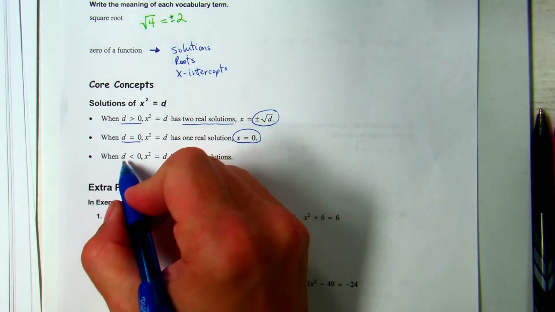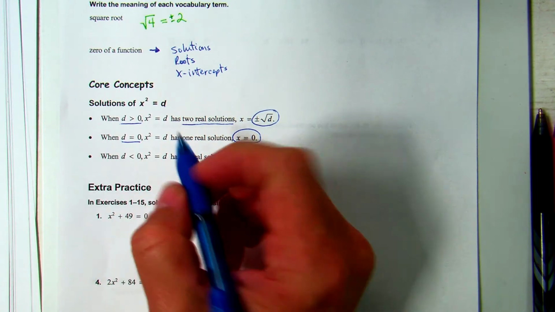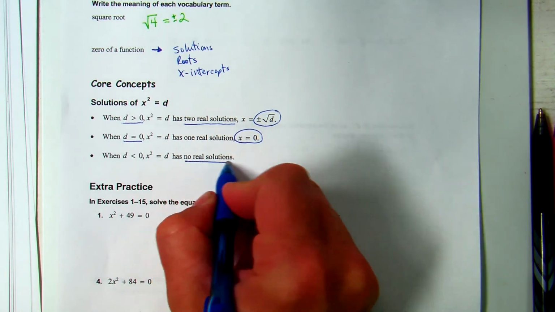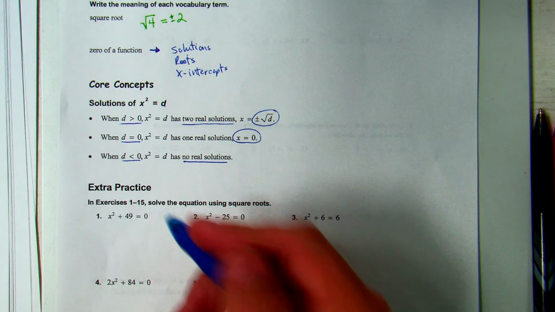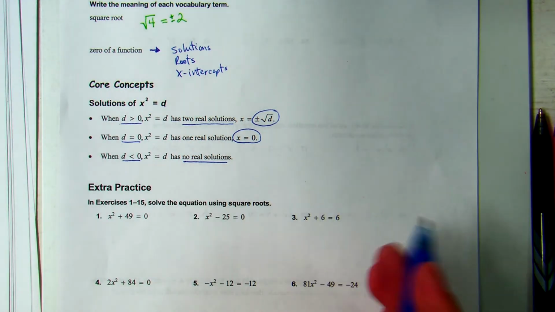All right, and then if d is less than 0, so if x squared equals some negative number, well, there are no real solutions for that situation, because we cannot get to a negative number by multiplying 2 numbers times themselves. If you multiply 2 positives, you get a positive. If you multiply 2 negatives, you get a positive. So we can't get to a negative number, which is what being less than 0 is in this case. So there's no real solutions for that situation.